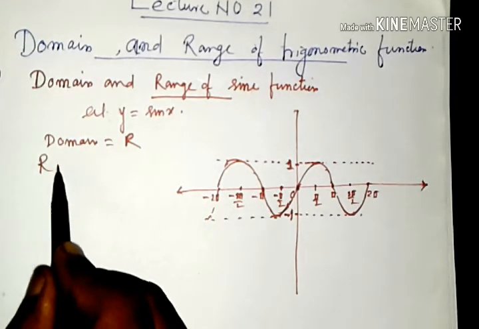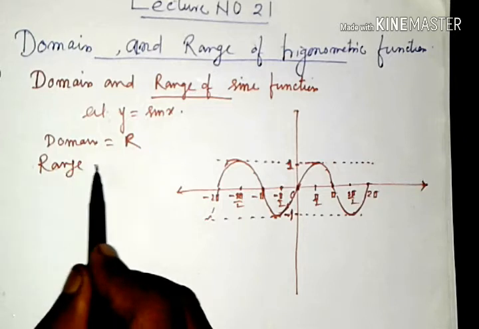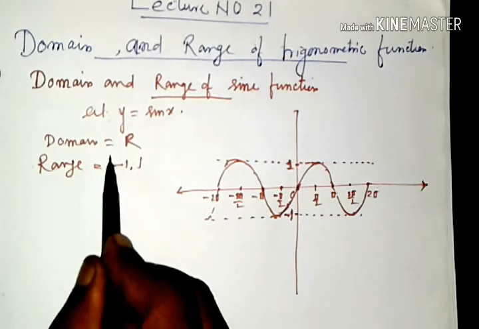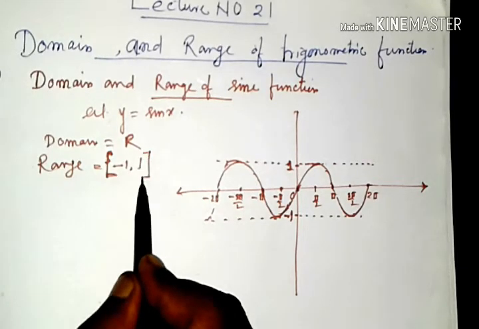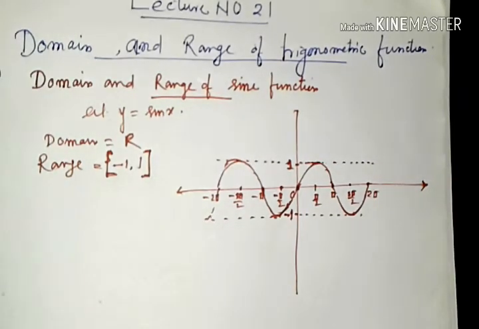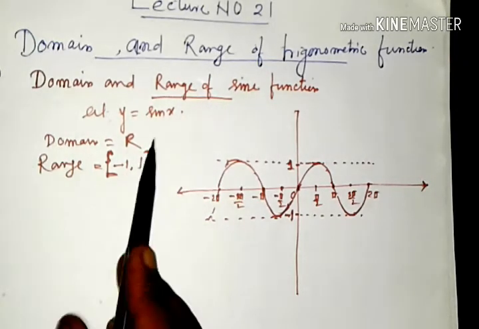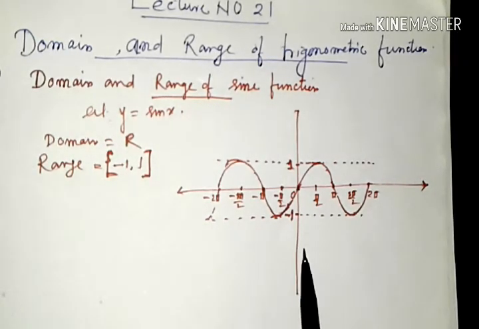The range is equal to the closed interval minus 1 to 1. This is the domain and range of the sine function.